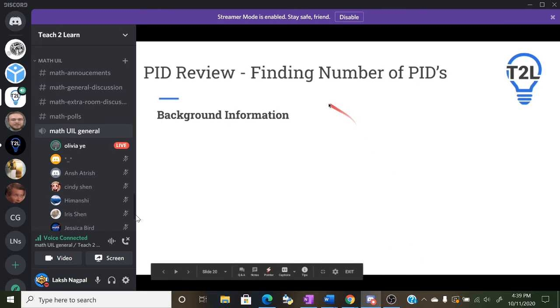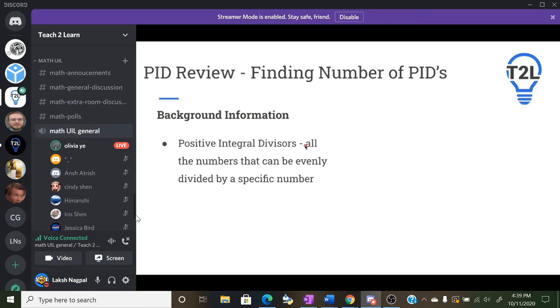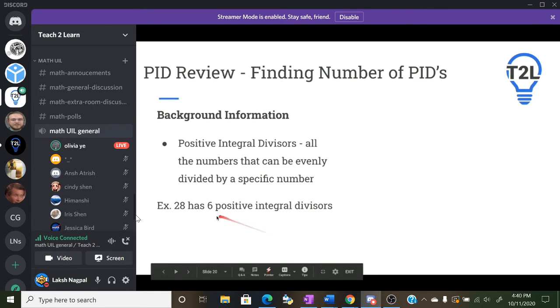Okay, PIDs. If you're wondering what PIDs are, they're positive integral divisors. All the numbers that can be evenly divided by a specific number. For example, 2 is a PID of 4, 1 is a PID of 4. And another example would be like 50 is a PID of 100 because it's a factor of 100. So, for instance, 28 has 6 positive integral divisors, and we just say PIDs because it's much shorter than having to say the entire long title.